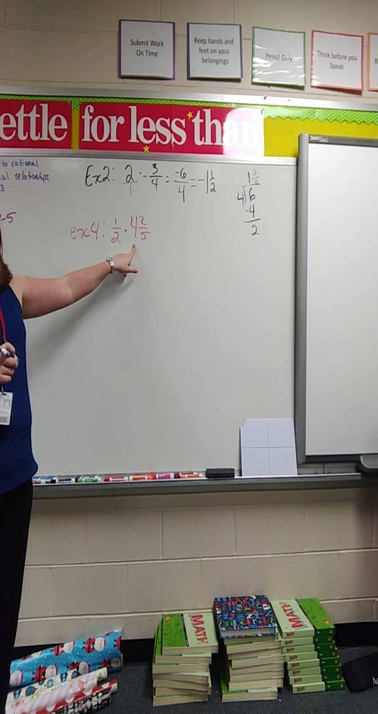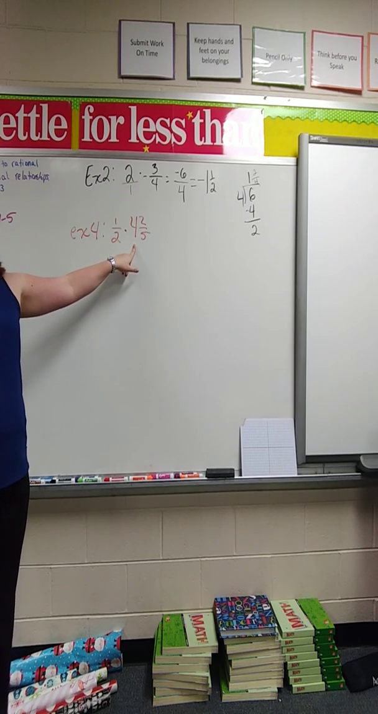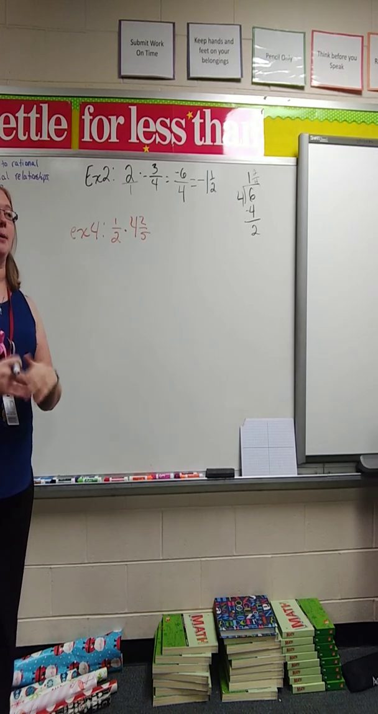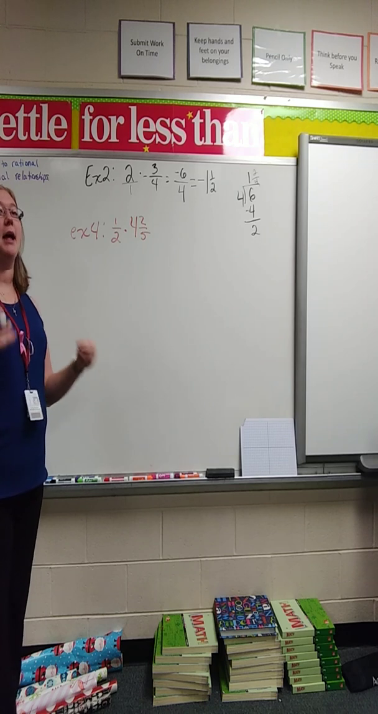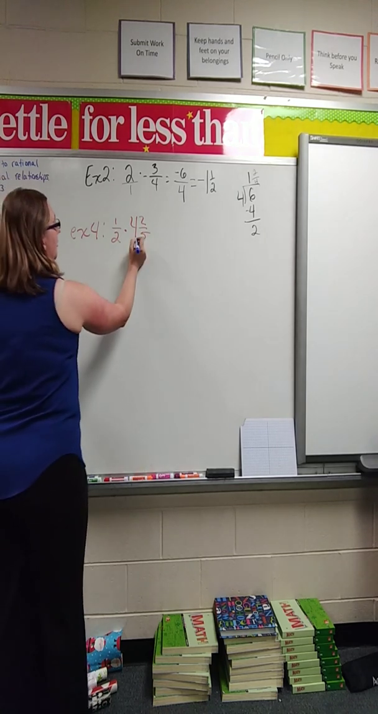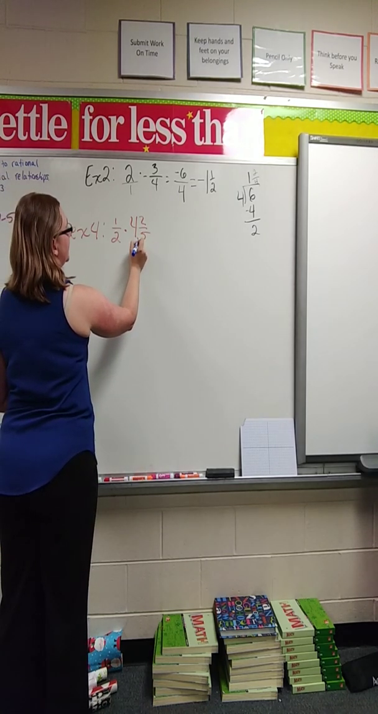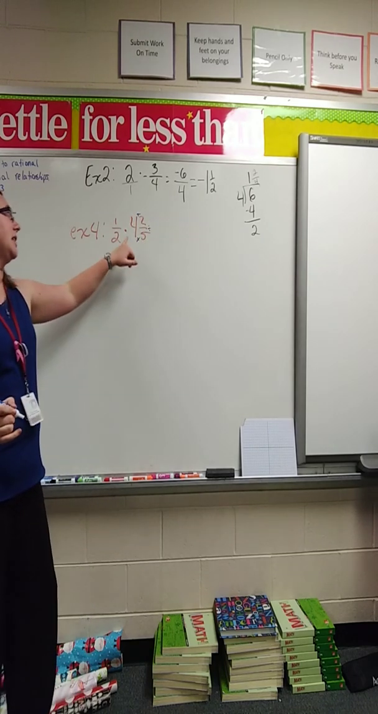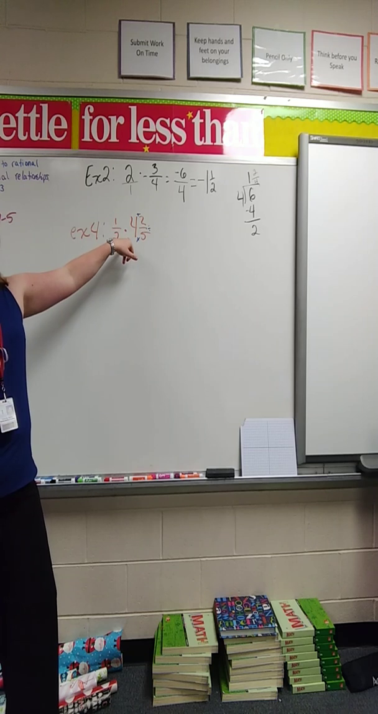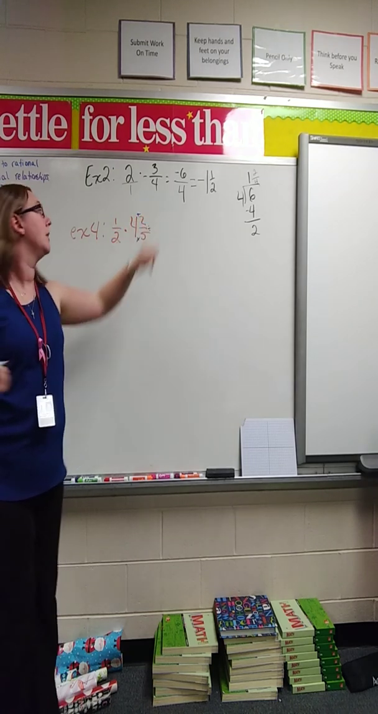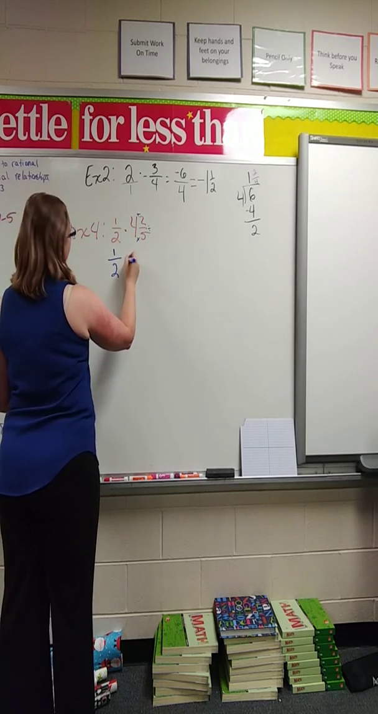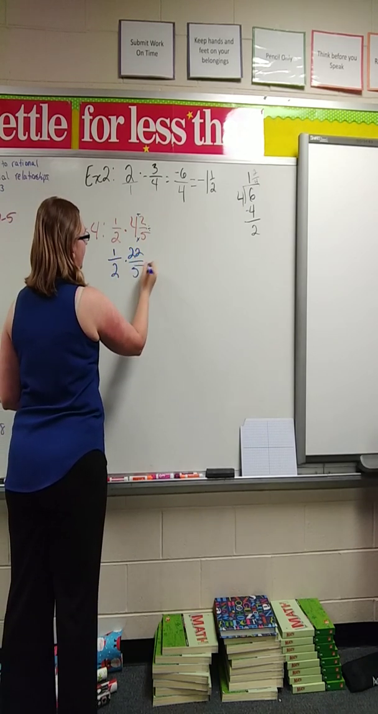The 4 and 2/5 we have to convert into an improper fraction. Otherwise, we cannot multiply this appropriately. To do that, I gave you the acronym MAD, where we multiply, add, divide. So I'm going to get mad at my 4 and 2/5 by multiplying, then adding, then dividing. 5 times 4 is 20 plus 2 is 22, and we divide that by 5. So that's the same as 1/2 times 22 over 5.